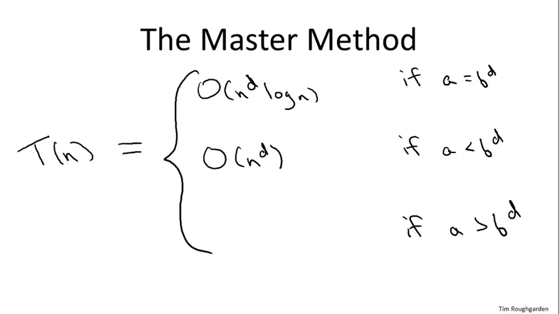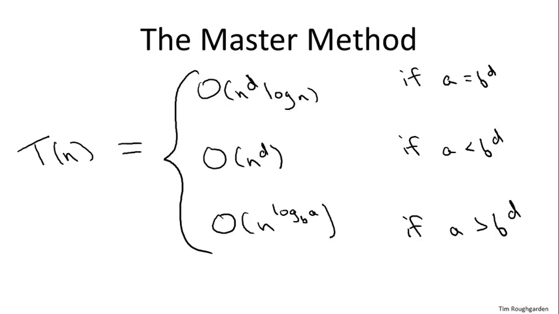When a is strictly bigger than b to the d, we're going to get a running time of big O of n to the log base b of a. Where again, recall a is the number of recursive calls and b is the factor by which the input size shrinks before you recurse. So that's the master method with its three cases.